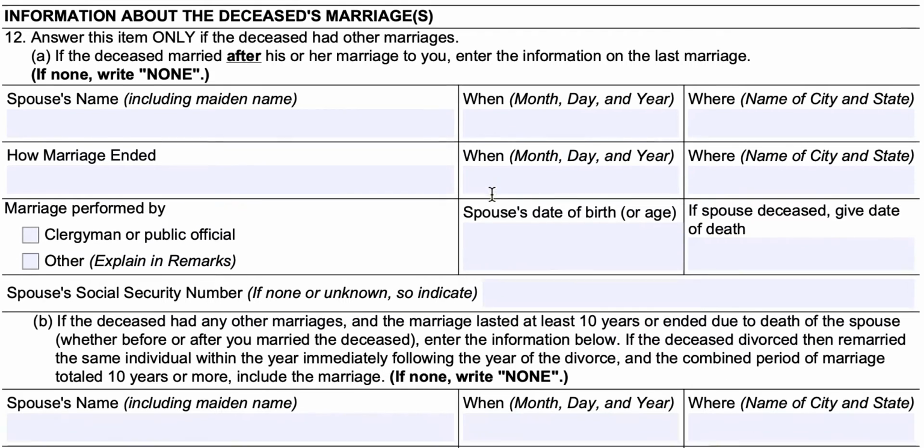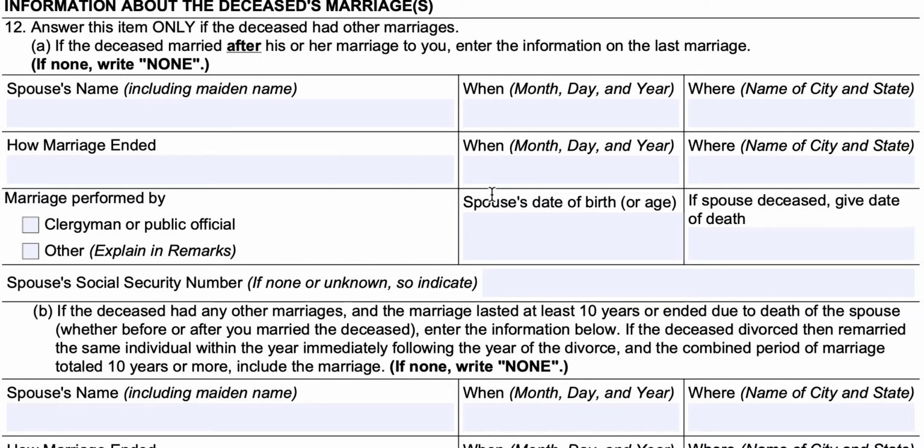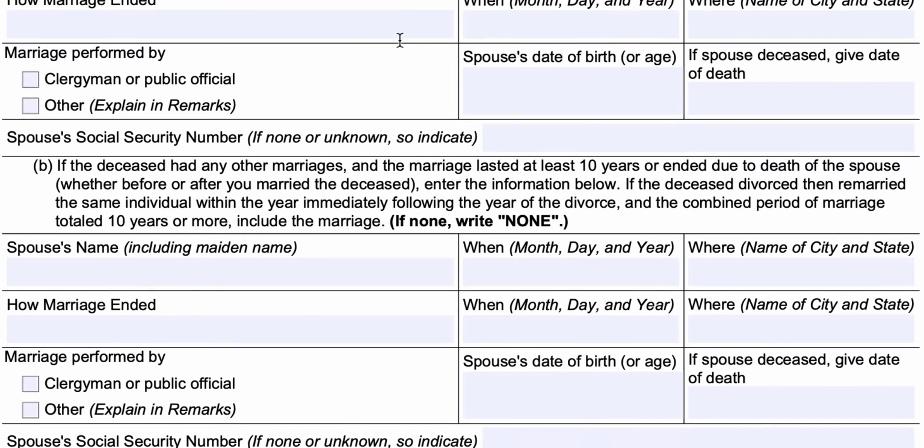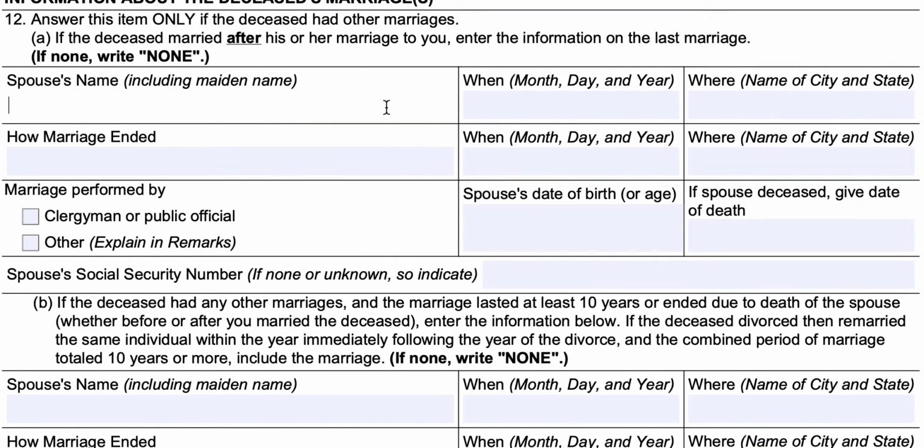So item 12 contains information about the deceased's other marriages. So if you're applying based on your deceased spouse's earnings history, but that was the only marriage either of you had, then you don't need to complete item 12. You can simply go to item 13. So we'll assume this was the only marriage.